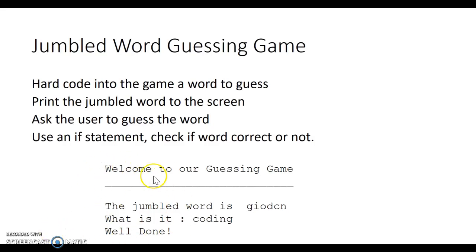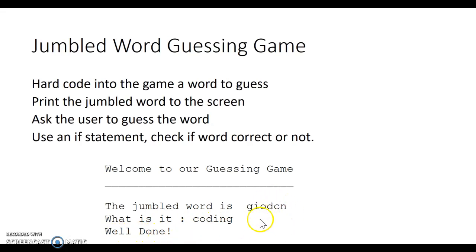So it'll look a little bit like this. Welcome to our guessing game. It's the sort of thing you might use with spelling checking, that type of thing. And we're going to print a message: the jumbled word is whatever the jumbled letters are. We ask the user what is it. We wait for their input. They type in a word, and then we check if it's correct or not correct.